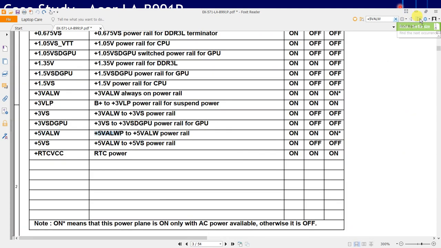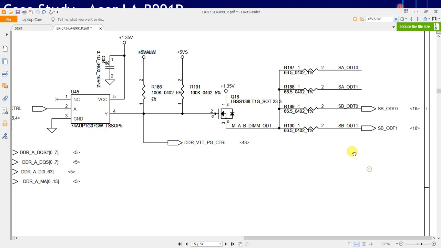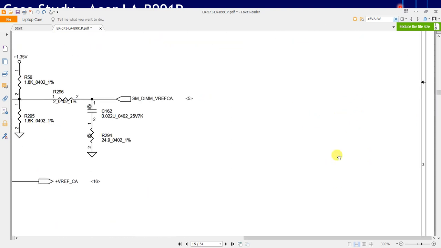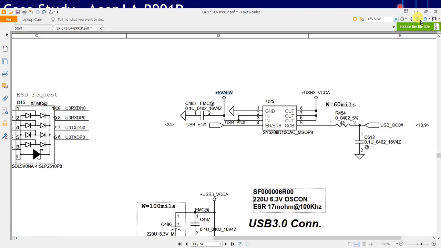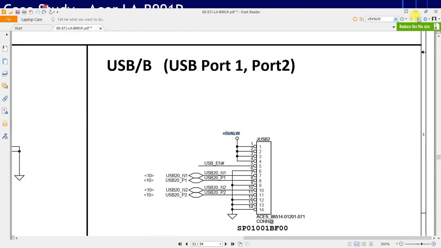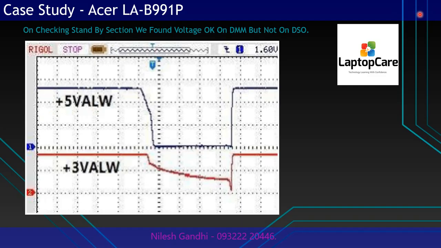And definitely many more other places, including this U45 where it goes as a driving voltage. This is for the DDR3 RAM section. Again, in the USB section, this plus 5 volt always is used for USB supply, and many other places. Okay, let's come back to our presentation.